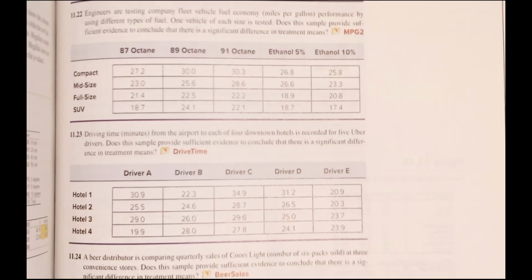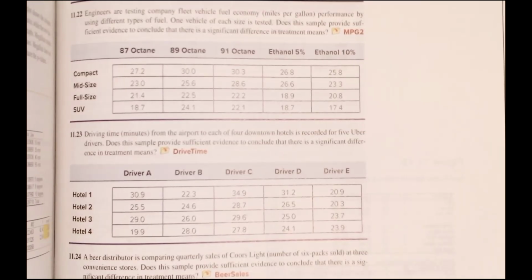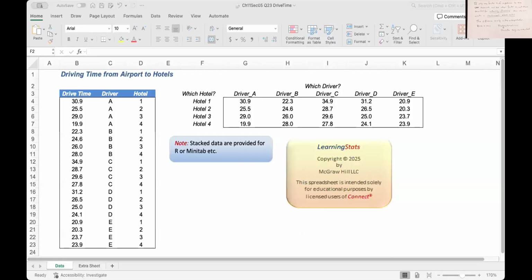Whichever driver I pick, I'm going to get there in the same average time. And there's no difference in the hotel, whichever hotel I'm going to. I'm going to get there in the same average time. But I only have one record for each driver to each hotel. Let's see what happens. Here is my drive time data.